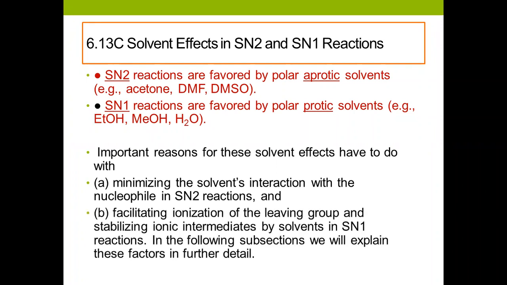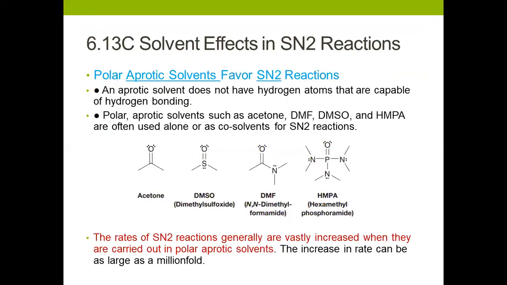The second reason is that in the SN1 reaction, the presence of a protic solvent will facilitate ionization or stabilize the ionic intermediates. So when the leaving group leaves, the presence of protic solvents can actually stabilize the leaving group when it leaves the substrate. We'll explain more later.